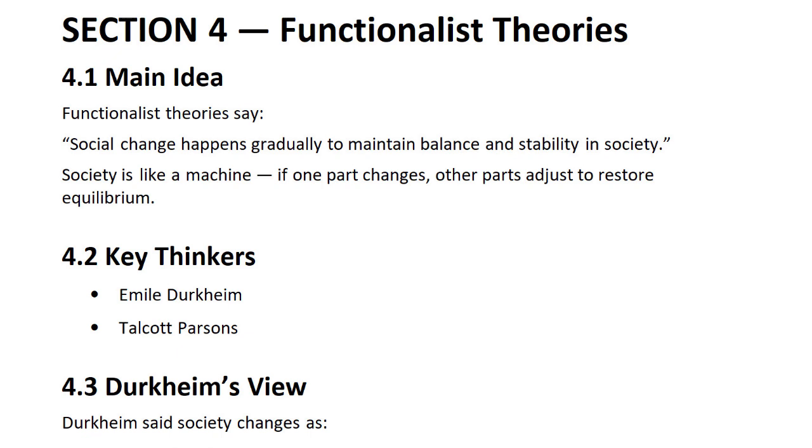Let's go on to the functionalist theories. The main idea behind functionalist theory is that social change happens gradually to maintain balance and stability in society. Society is like a machine. If one part changes, other parts adjust to restore equilibrium. Key thinkers were Emile Durkheim and Talcott Parsons.